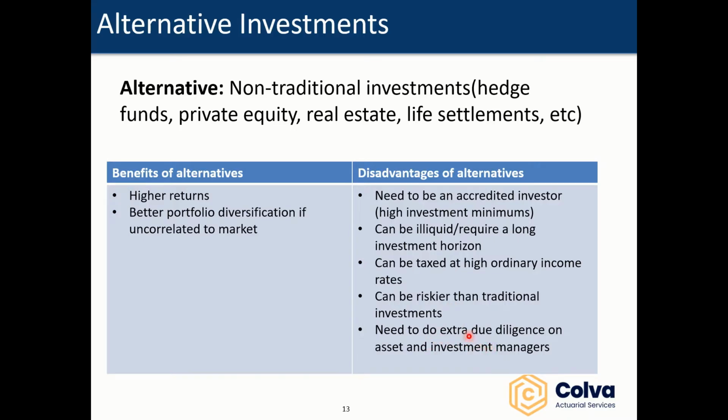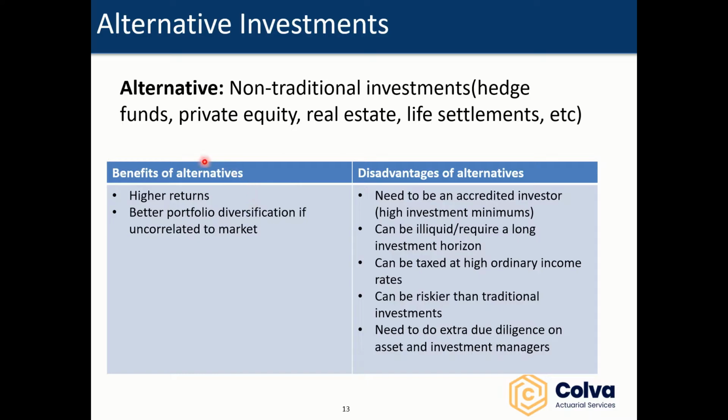And here's the problem with using alternatives, in that you have to do a lot of extra due diligence on both the asset class that's being invested in and the investment managers. Whereas it's a lot easier to just invest in an index fund. You know that's diversified. You know it's a publicly traded company. So these are the disadvantages again.